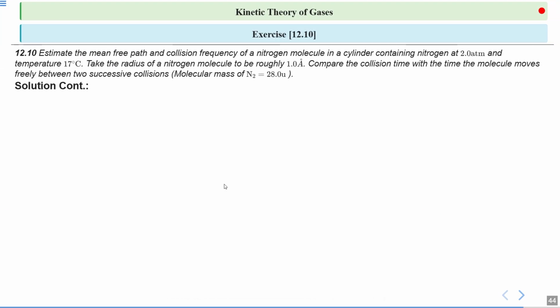Now collision time is given as d upon V_rms. So just put the value 2 into 10 raised to the power minus 10 divided by 508.26. So solving this, you will get 3.93 into 10 raised to the power minus 13 second.